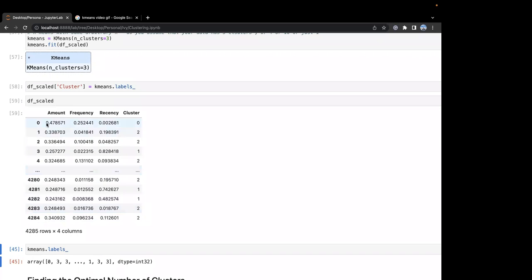Now you know that this particular customer belongs to cluster 0. So you can find out all the 0 wala customers, and then you can conduct a specific activity for that cluster. Same for 1, same for 2.